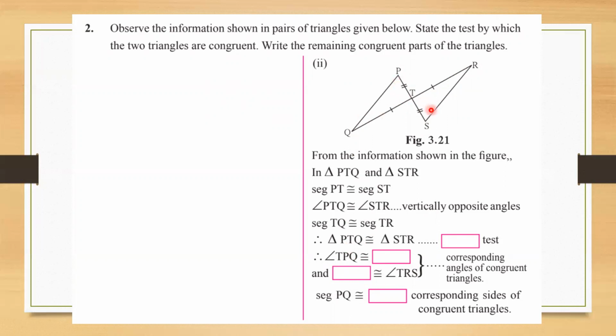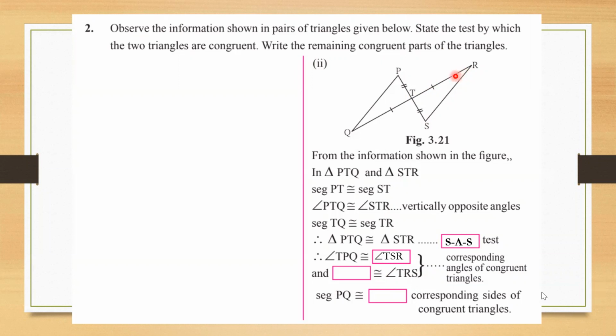Now coming to the second question. Of the second question, the first sub question I'm not going to solve because it is easy. You are going to solve it at home. The second, I will tell you how to solve so that you can solve the first question at home. Let us read the question. Observe the information shown in the pairs of triangles given below. State the test by which the two triangles are congruent. Write the remaining congruent parts of the triangle.